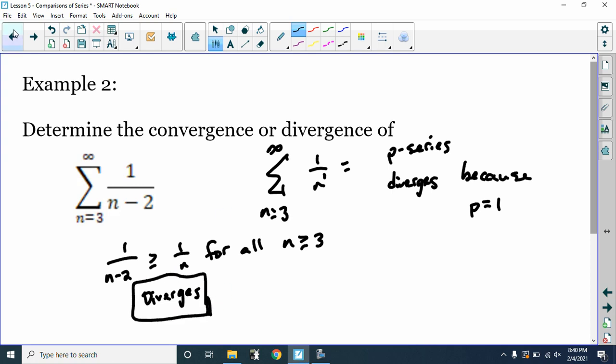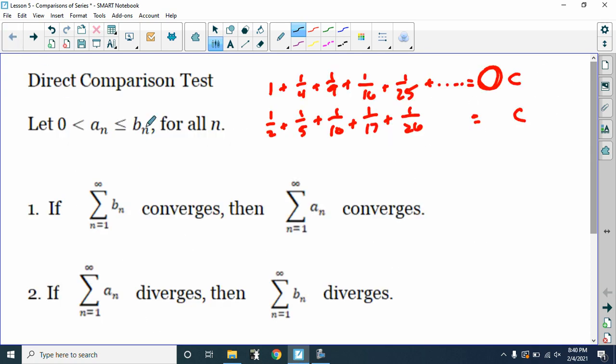The direct comparison test, usually you're not given one like this where it simply asks for the convergence or divergence, because there's actually an easier way, which we're getting ready to talk about, on how to do one like this. But there are multiple choice questions where you need to understand how the direct comparison test works. We'll take a look at some multiple choice questions starting next class.